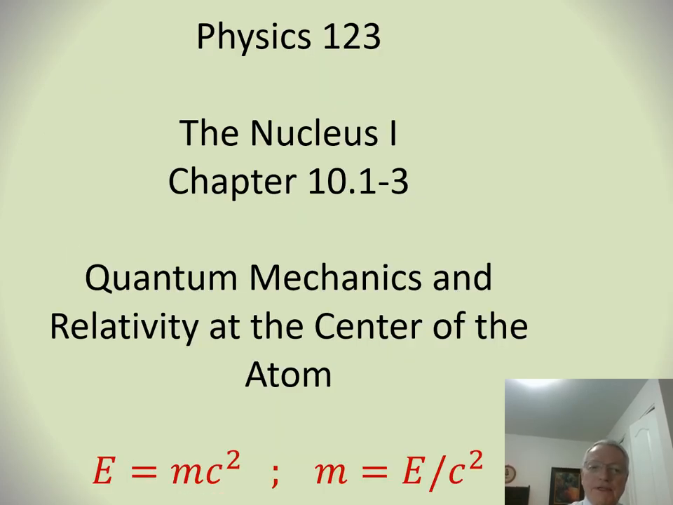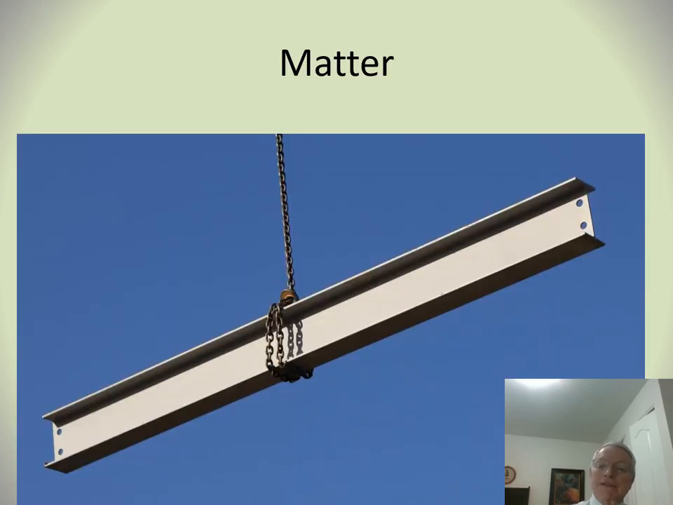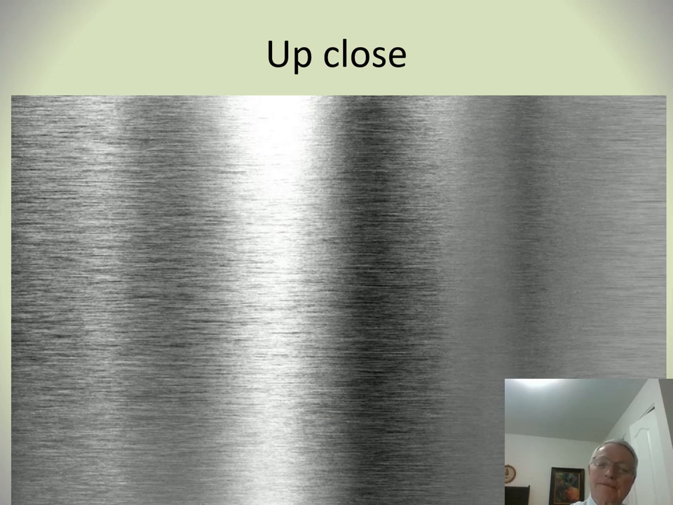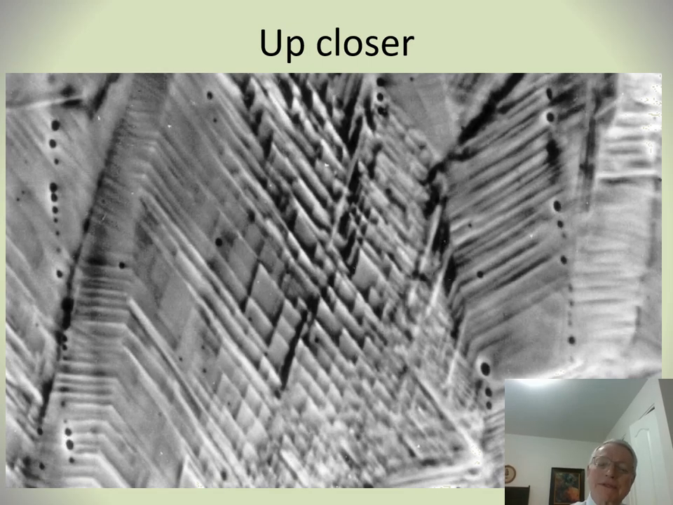All right. Nuclear physics. We're going to talk about quantum mechanics and relativity right down at the center of the atom. And E equals mc squared and its cousin, m equals E over c squared, figured prominently in the physics of the nucleus. Let's take a little review of what matter looks like. Here's a steel beam. If we look at that steel beam a little closer and brush it a little bit, it looks like this. If you get up closer, it starts to look like this.